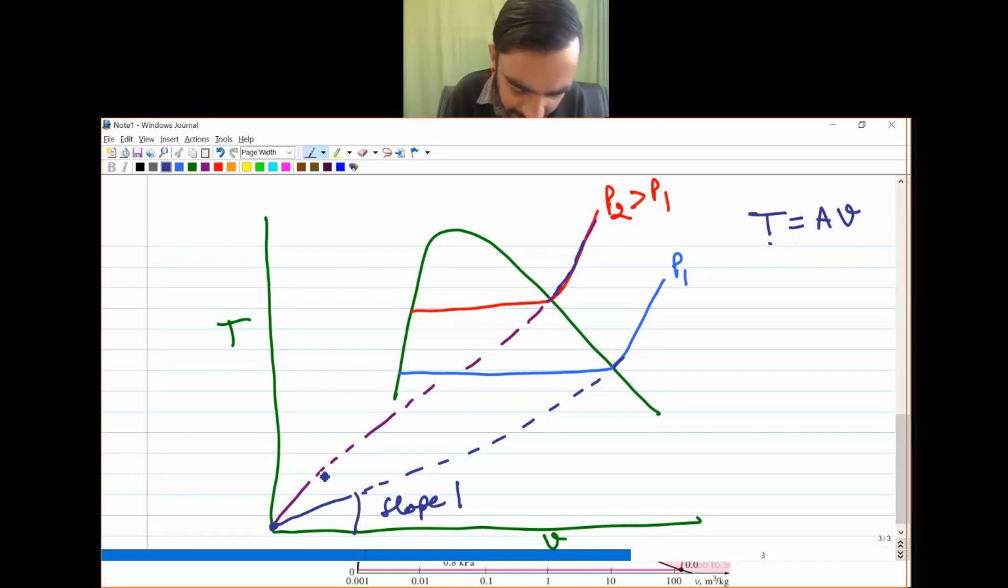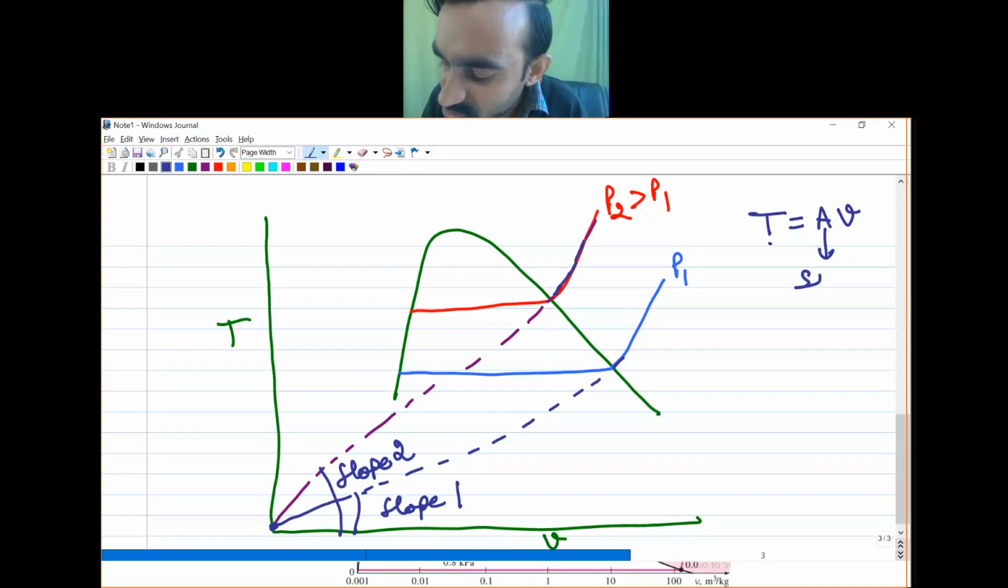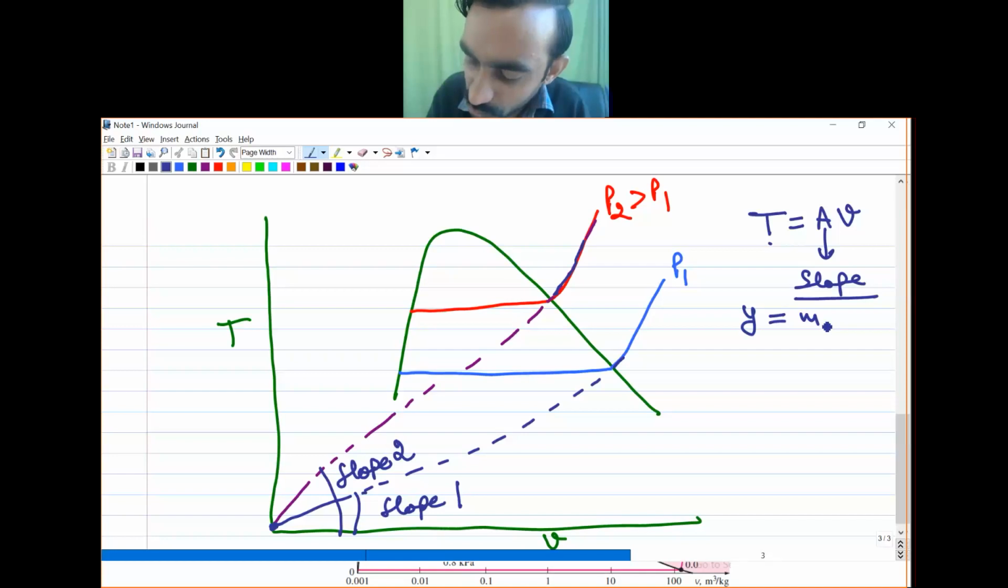Okay. Now if you see the slope of this first line, call it slope 1, and call the other one slope 2, you can clearly see that the slope of the second line is higher than the slope of the first line. So this A here is the constant representing the slope, because we know the equation of a straight line is y equal to mx plus c. Relating it, y is your temperature variable, x is your specific volume, the slope is A, and the intercept is 0 here.